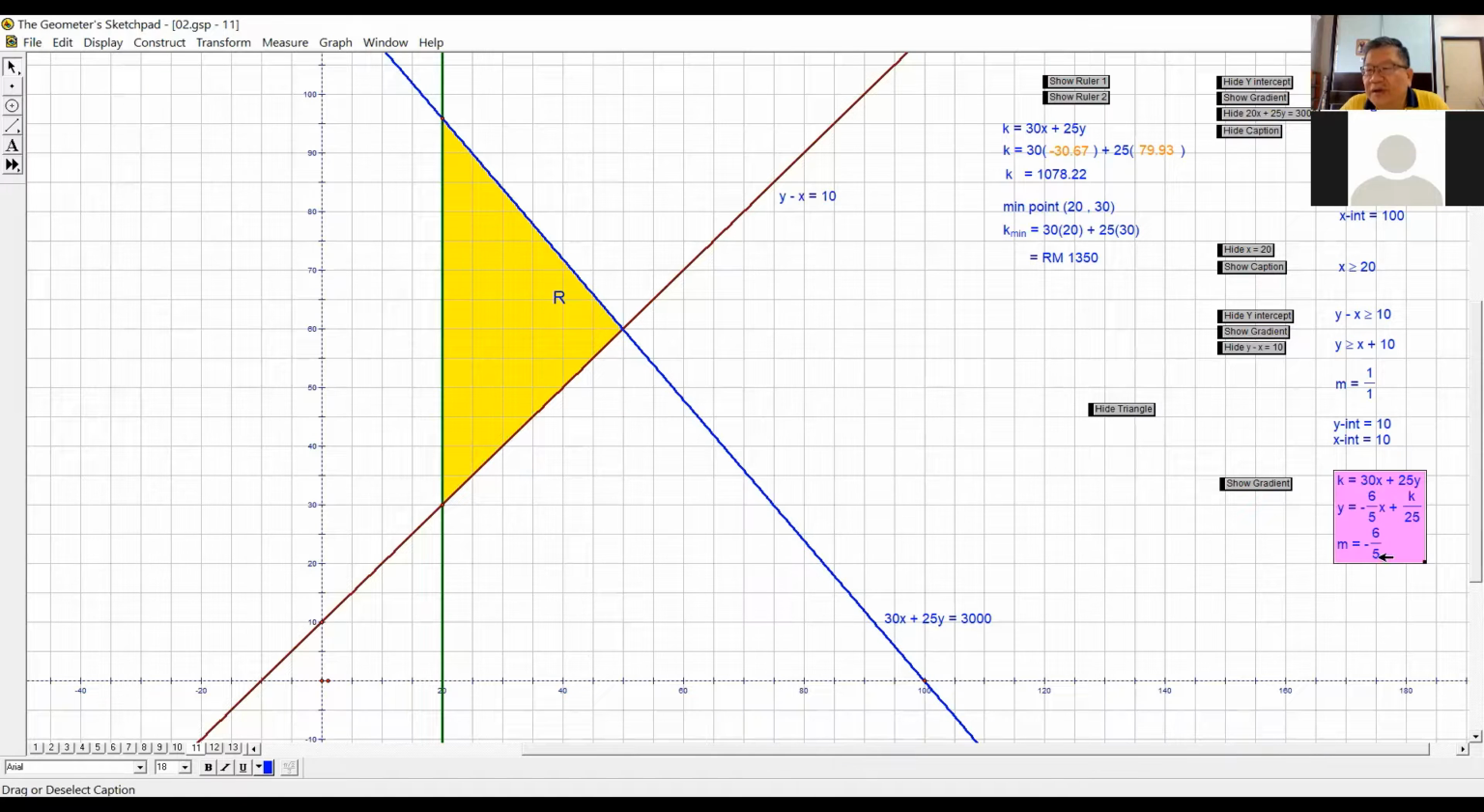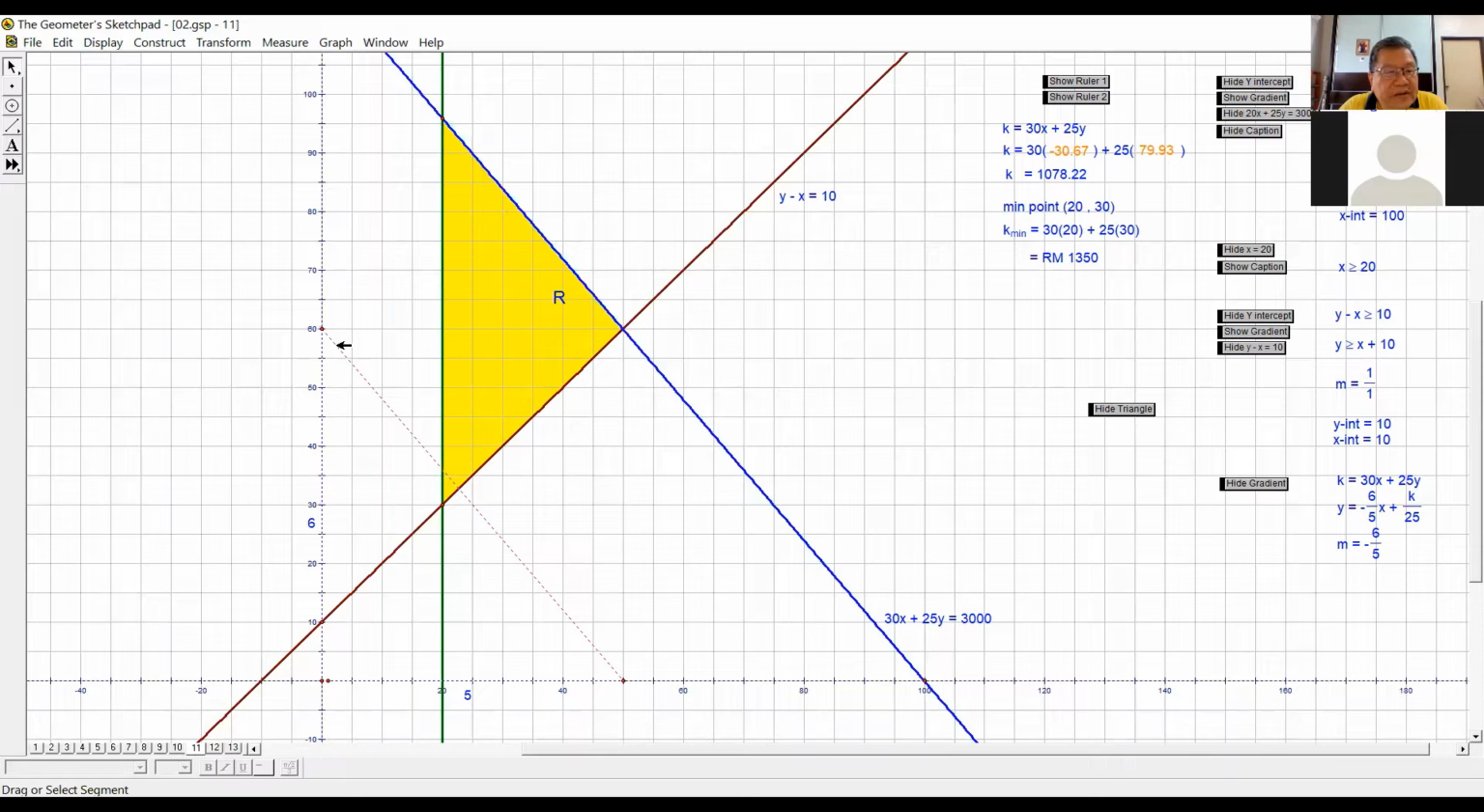Objective function. The objective function is the same as this function here, same as this. So I draw the objective function. The gradient is 6 over 5, so negative 6 over 5 is this. Right? This is my objective function.